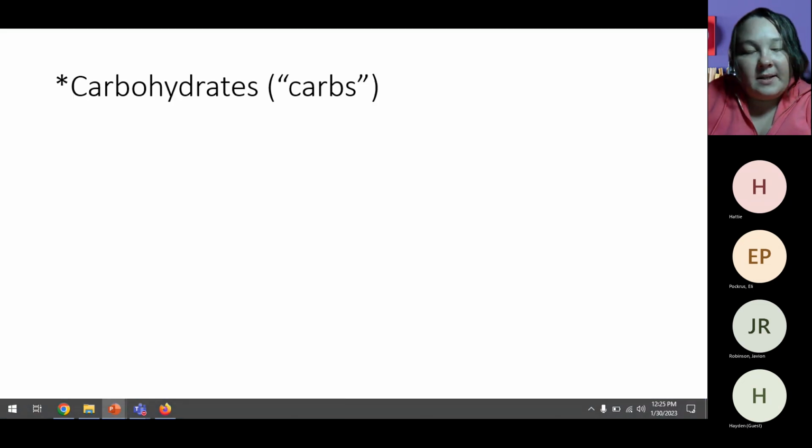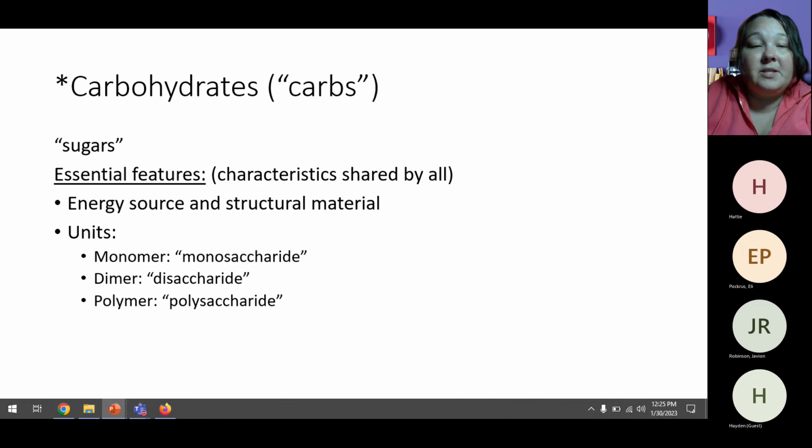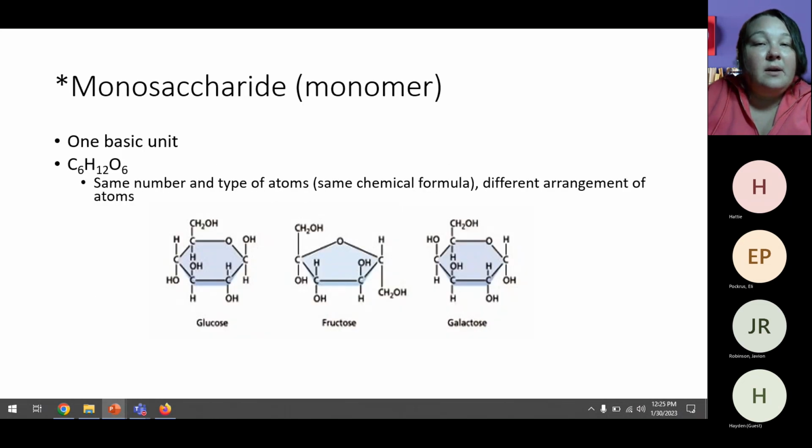All right, let's talk about carbohydrates. They are also called sugars. All of them act as an energy source and structural material. The monomer is called a monosaccharide, the dimer is called a disaccharide, and the polymer is called a polysaccharide.